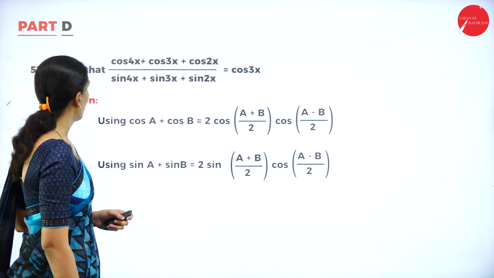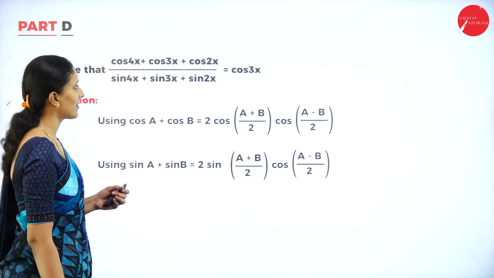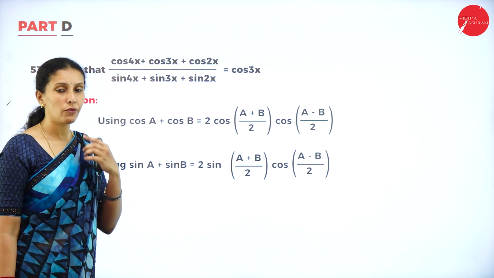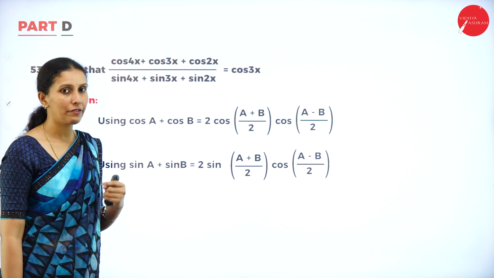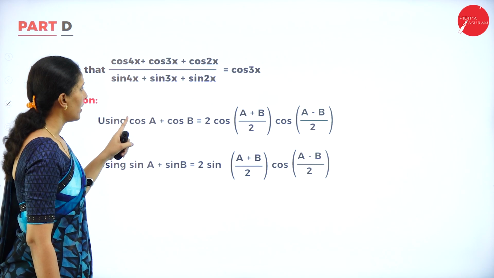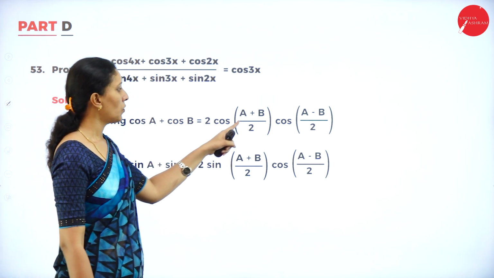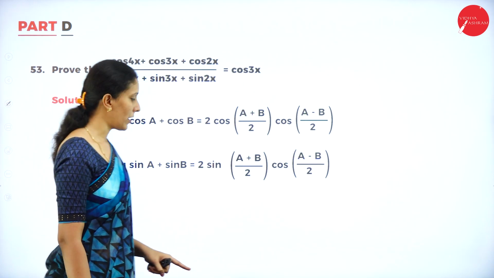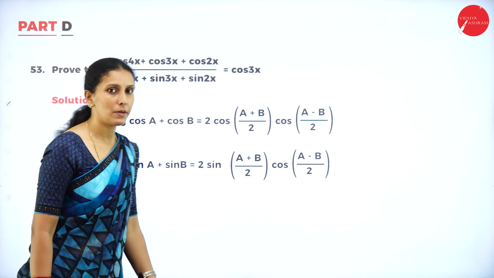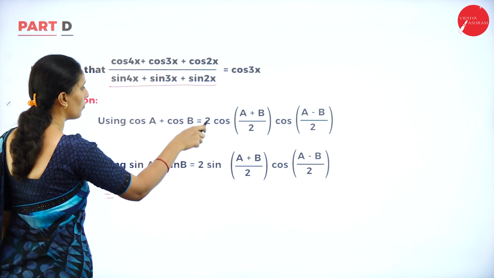Next one. Prove that cos 4x plus cos 3x plus cos 2x over sin 4x plus sin 3x plus sin 2x is equal to cot 3x. I already said you will get 1 question from transformation formula from the chapter trigonometry. Here we use these 2 transformation formulas. Cos A plus cos B can be written as 2 cos A plus B by 2 cos A minus B by 2. Sin A plus sin B can be written as 2 sin A plus B by 2 cos A minus B by 2. So let us take the LHS and apply these 2 formulas here.